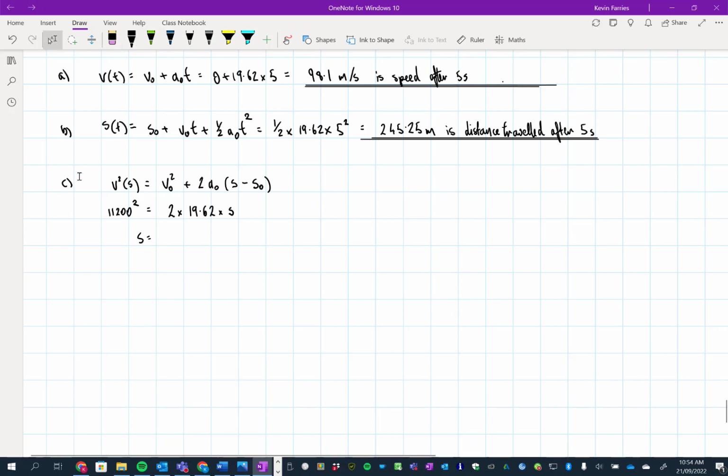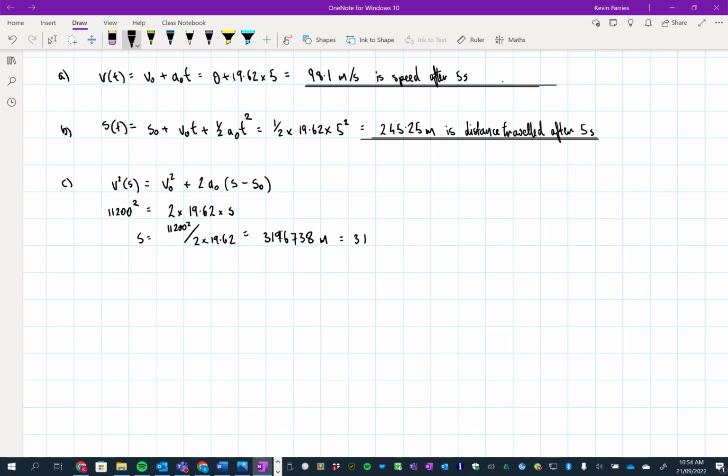And so we have to square this velocity that we're trying to find the distance where that velocity is. And so S is going to be 11,200 squared divided by 2 times 19.62, which is equal to 11,200 squared divided by 2 divided by 19.62, which is going to be a big number. It's going to be 3,196,738 meters.